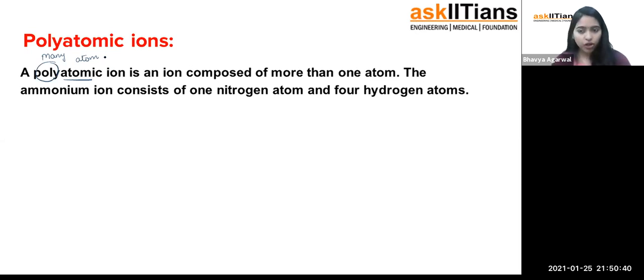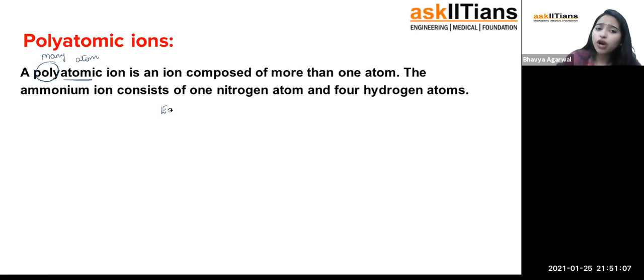Now, if that polyatomic molecule has a charge present on it, then we call that polyatomic molecule a polyatomic ion. So a polyatomic ion means when many atoms are fused together with a charge present on it is known as a polyatomic ion.